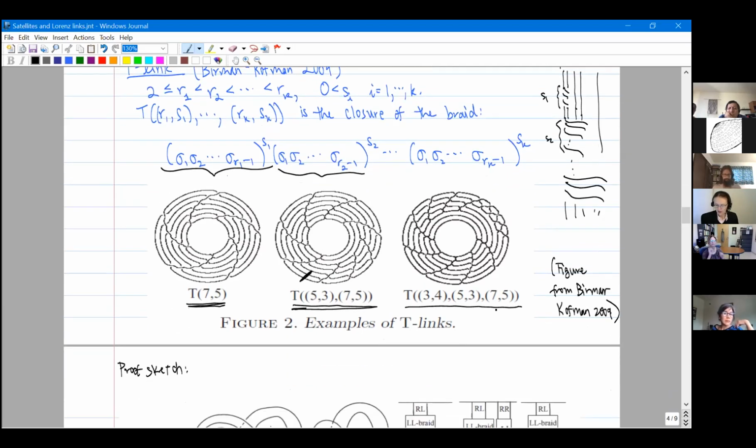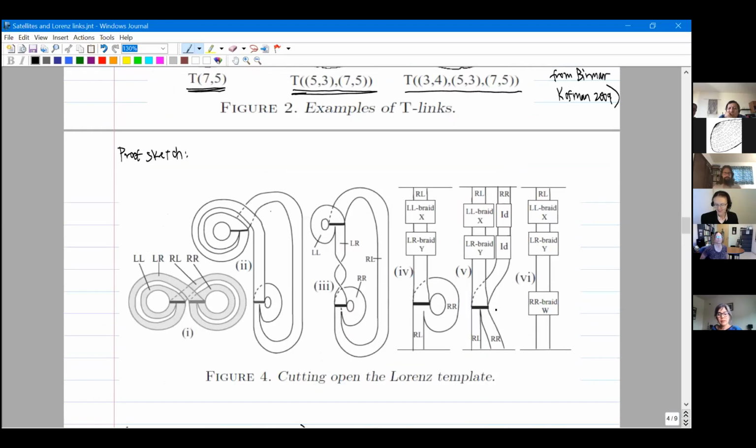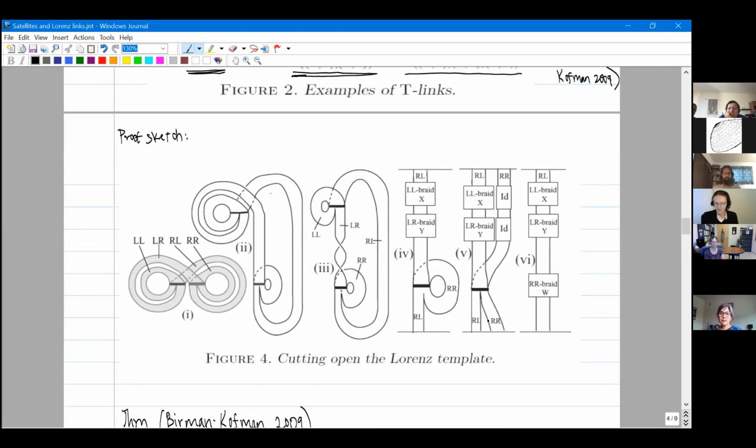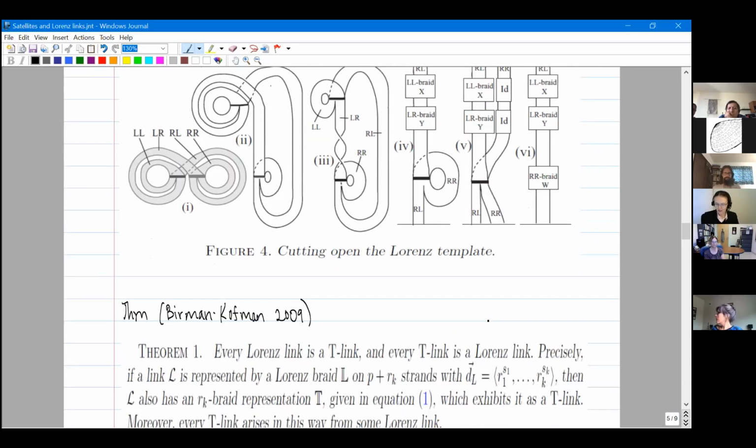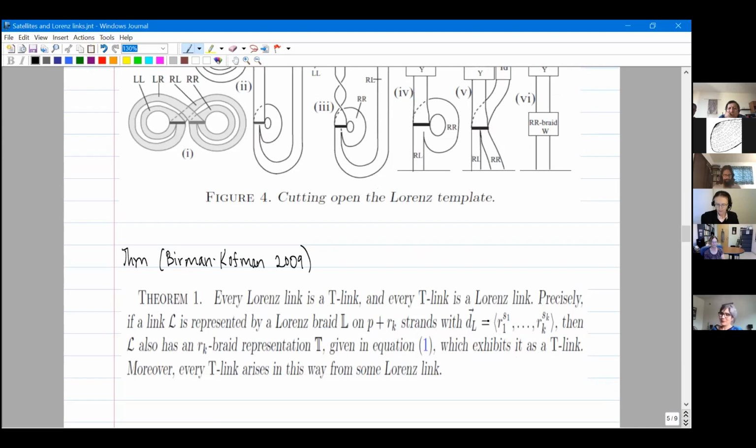And to show that these are equivalent to the Lorenz links, this is from their paper again. They started with the template. Your knot is on the template. They kind of just unrolled the template, and they ended up with these braids. There was more work that went into it, but I think it was a very clever observation. And this is from their paper.